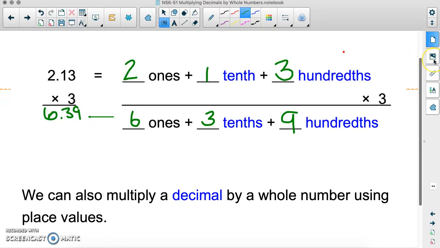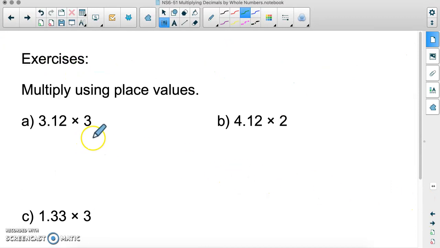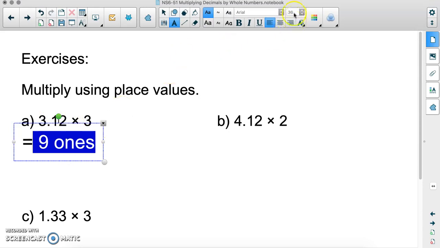We can also multiply a decimal by a whole number using place values. So let's multiply using place values. Let's complete A together. So we have 3.12 times 3. So how would I break this up using place values? Well, 3 times 3 is going to equal 9 ones. I'm just going to make this font smaller, otherwise I'm definitely going to run out of room. I have 9 ones.